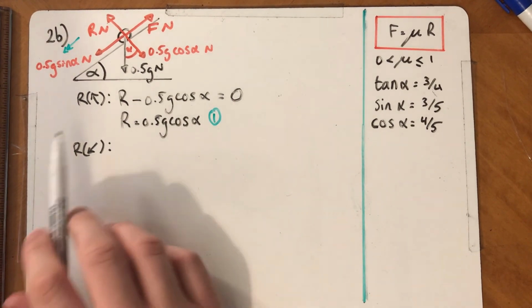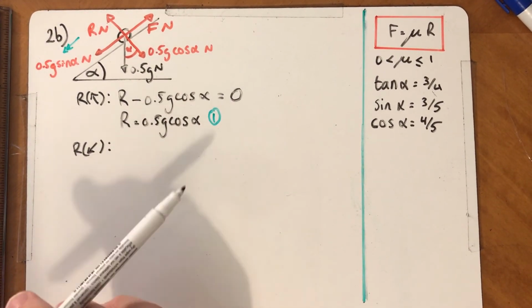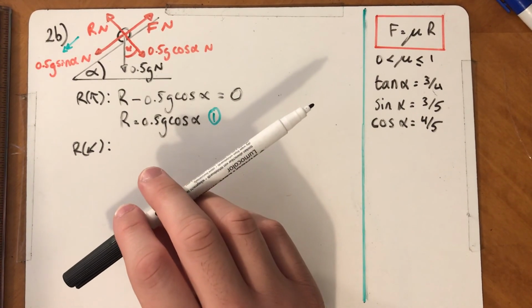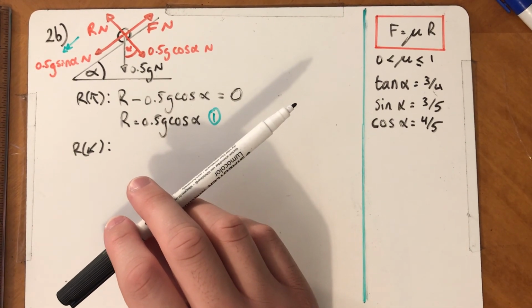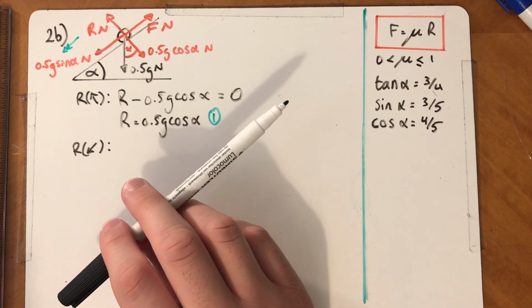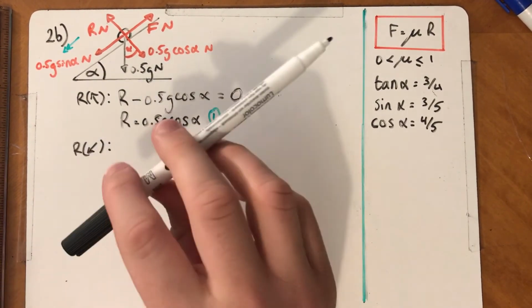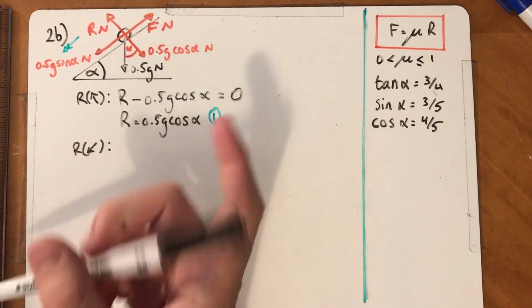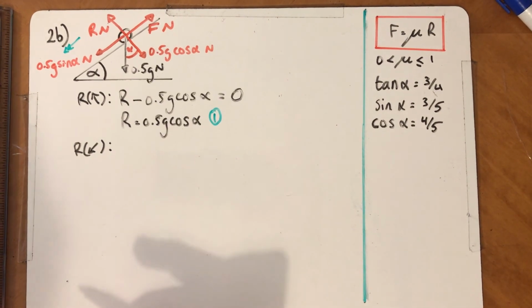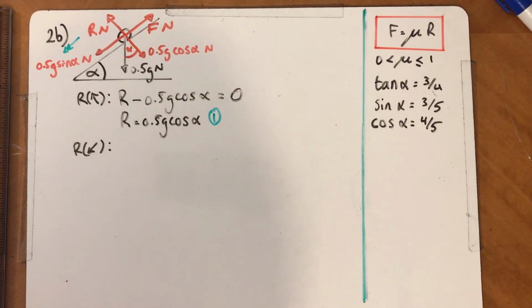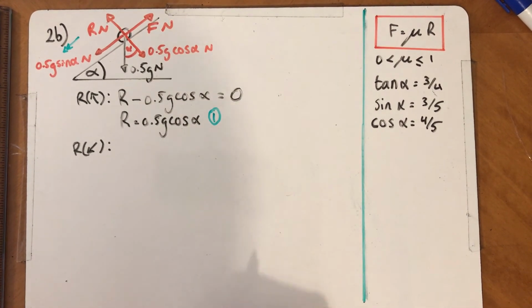Okay, and again it doesn't matter which way you resolve. You could resolve up the slope, but you would just get a negative value of acceleration, and all that is showing is that the acceleration is acting down the slope, because you've taken up to be positive. As a rule of thumb, I would always resolve in the direction of the acceleration, so we don't have to deal with negative or positive signs at the end.